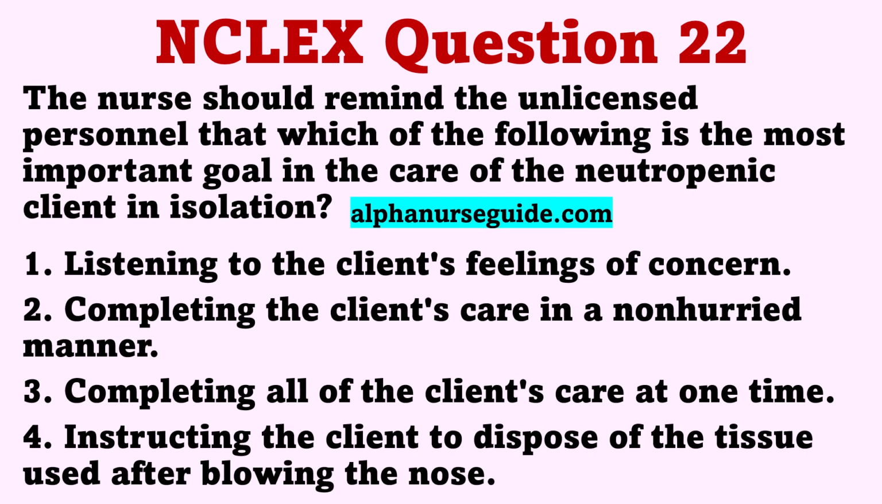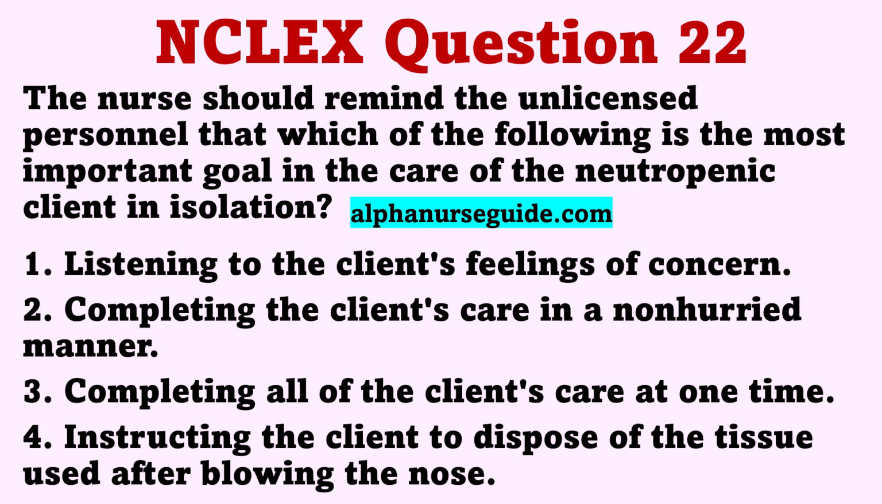The nurse should remind the unlicensed personnel that which of the following is the most important goal in the care of the neutropenic client in isolation? 1. Listening to the client's feelings of concern. 2. Completing the client's care in a non-hurried manner. 3. Completing all the client's care at one time. 4. Instructing the client to dispose of the tissue used after blowing the nose.